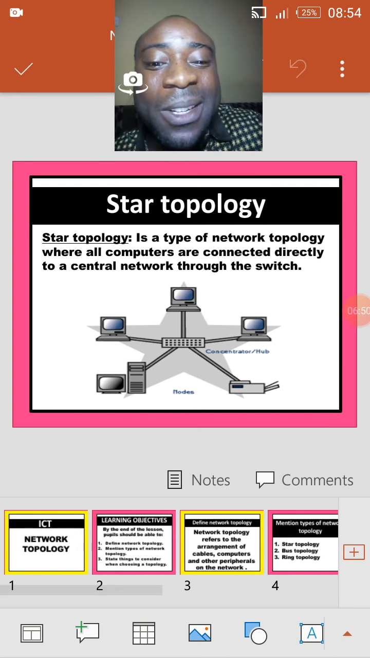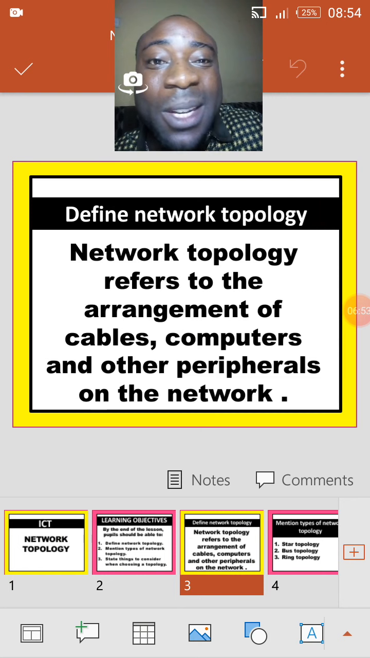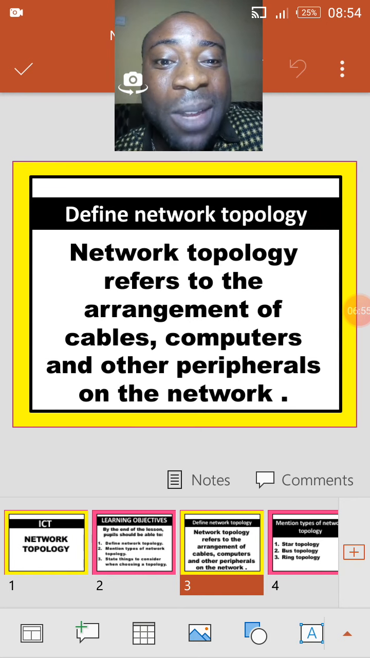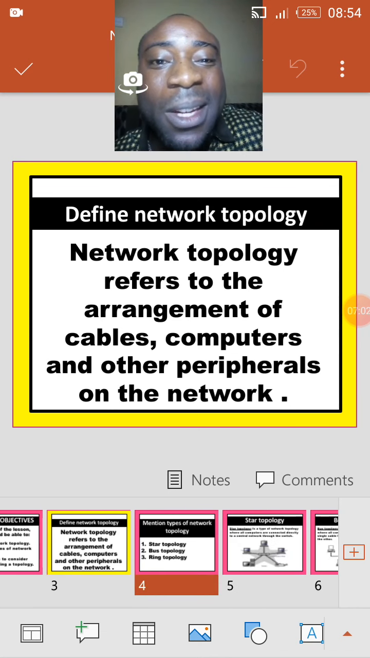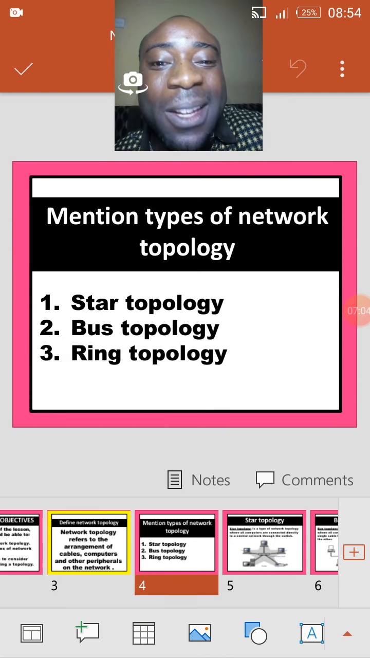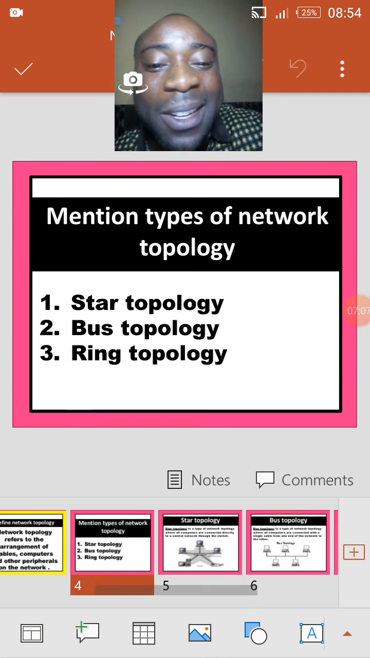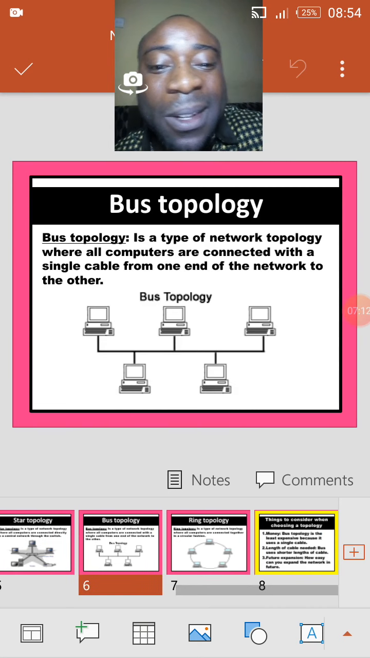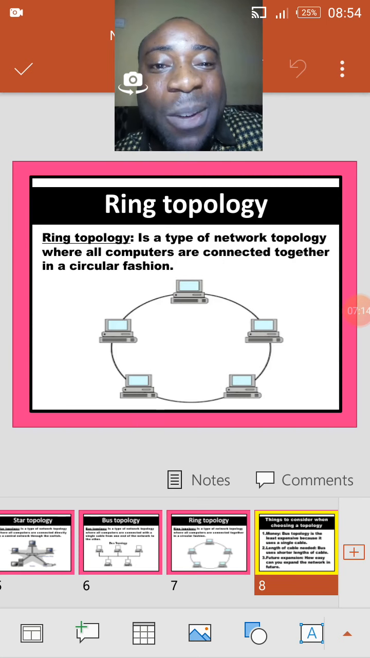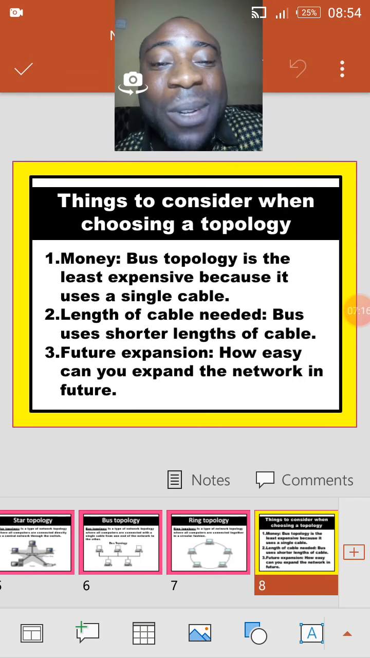Now, friends, what we learned today is very simple. We said network topology refers to the arrangement of cables, computers, and other peripherals on the network. And we have three network topologies: star, bus, and ring. And these are the pictures: star topology, bus topology, ring topology. And what are the things we need to consider when choosing a topology? We consider the money to set it up, we consider the length of cable needed, and we consider future expansion.